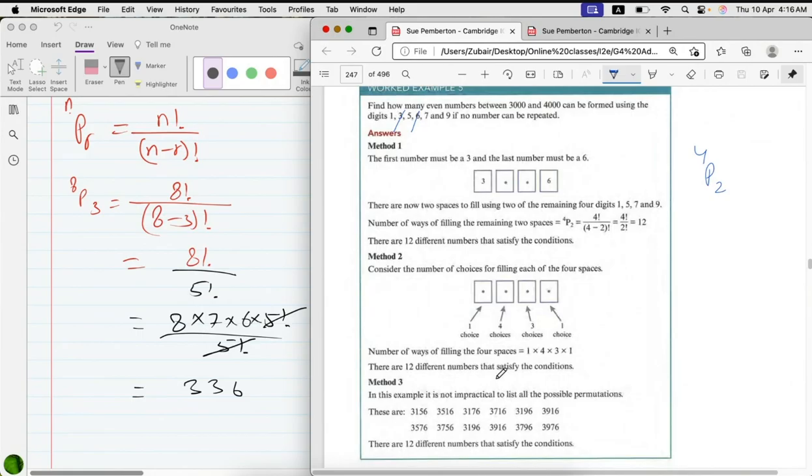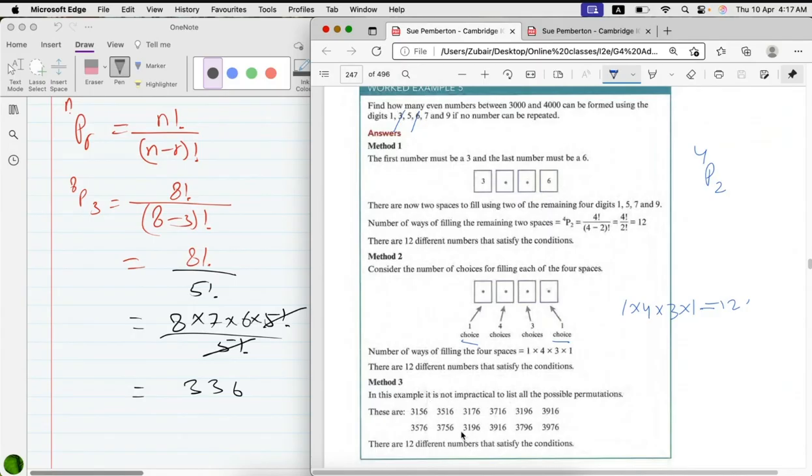The second method, we just plug in the number of choices. We have no other choice other than selecting 3, no other choice selecting 6. For this, you have only one choice, and for this, you have only one choice. Now, out of those remaining 4 choices and 3 choices, we just multiply them. 1 into 4 into 3 into 1. Number of choices multiplied with each other, you get 12.